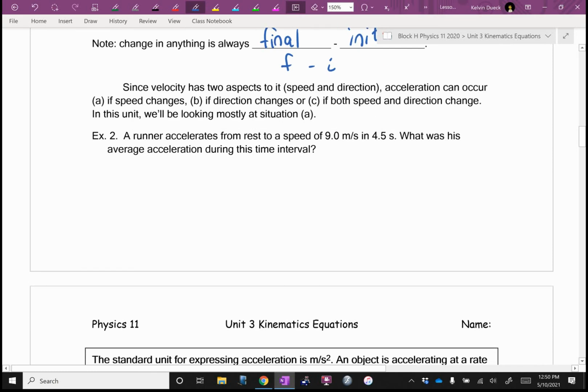Example 2. This is our first officially kind of physics-y word problem. It says this: a runner accelerates from rest to a speed of 9 meters per second in 4.5 seconds. What was his average acceleration during this time interval?